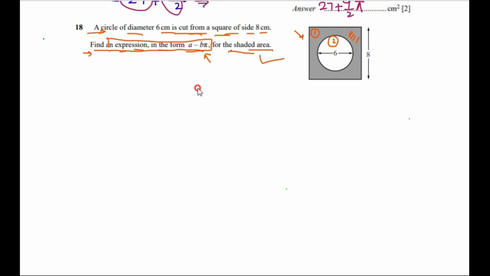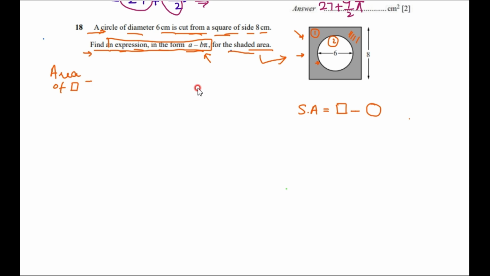To calculate shaded area, we need to observe this shape again. How many shapes are there? There are 2 shapes. First one is a square and another one is a circle. So we have to calculate the shaded area. First of all, we need to calculate the area of a square and then area of a circle, then we will subtract it. Okay, so I will calculate the area of both shapes separately.